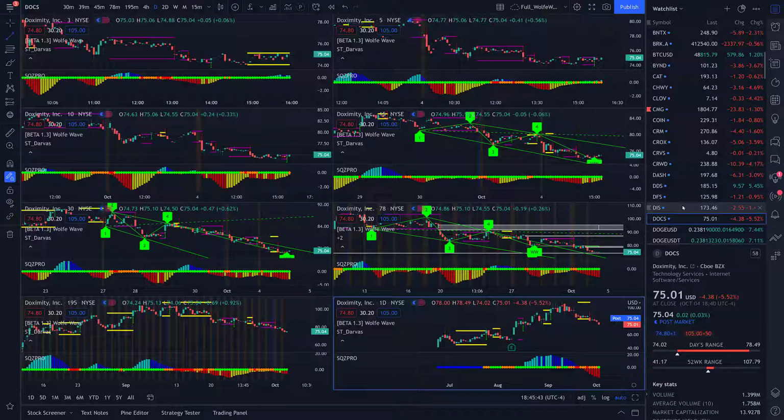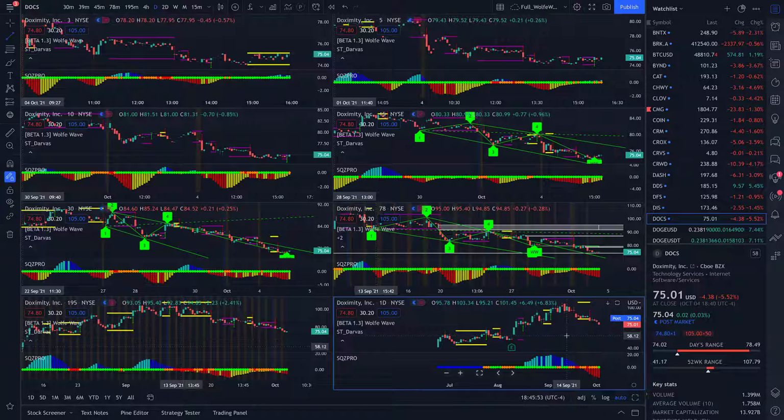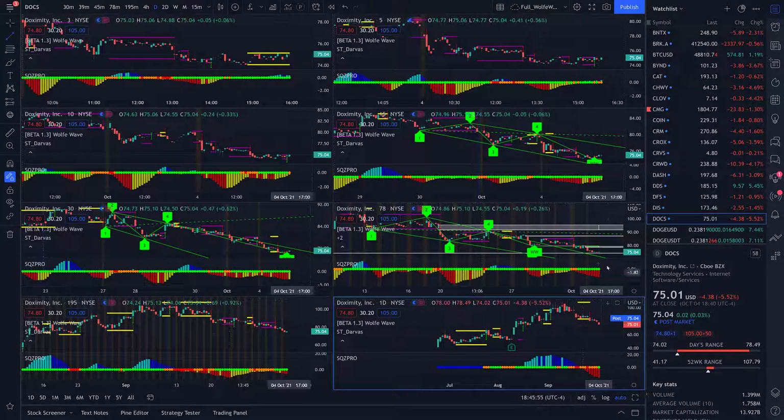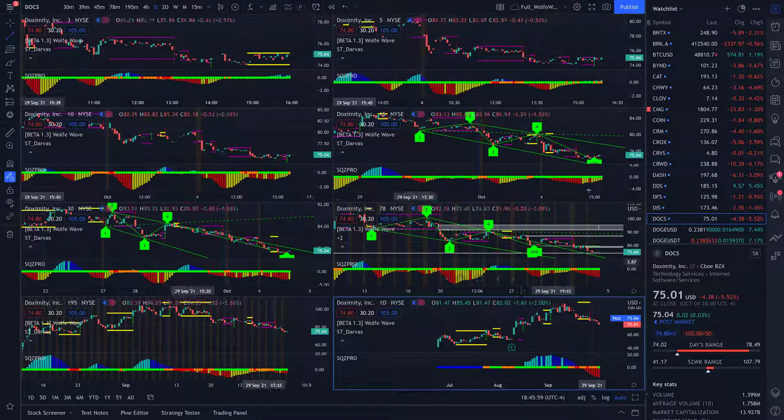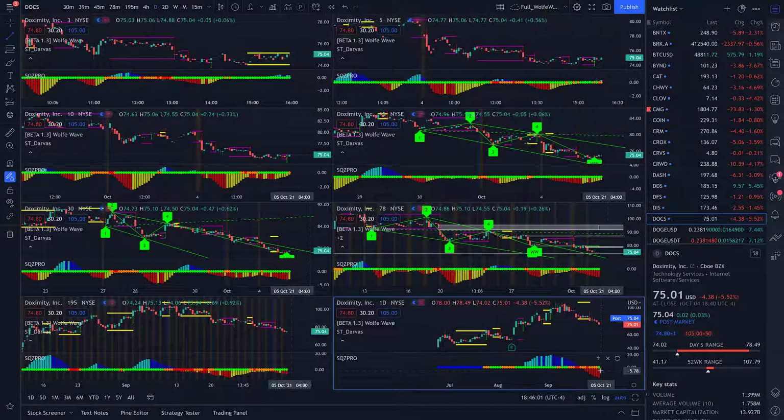Doximity has a whole bunch of Wolfe waves with gaps and all the bells and whistles. Now the only question here is, there's a gap here that's left open at $58, and also there's no 78-minute TTM squeeze, or there's actually no TTM squeeze other than this daily A6 that triggered. So if you're going to look for a bounce here, it's probably going to be on cycle 3 or 4, which is probably Thursday.